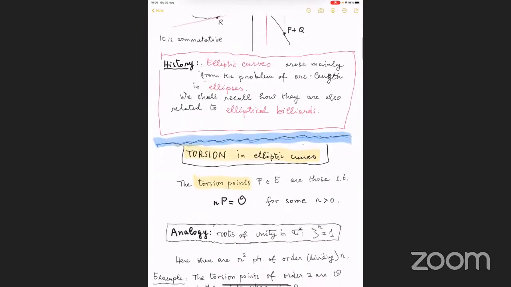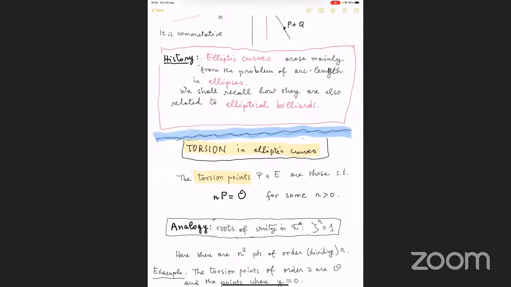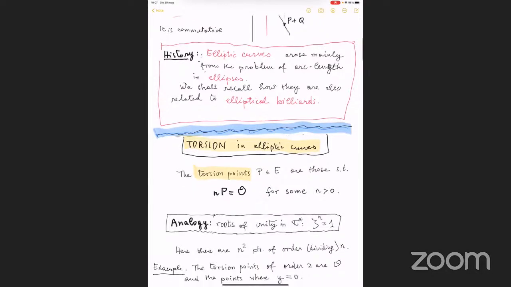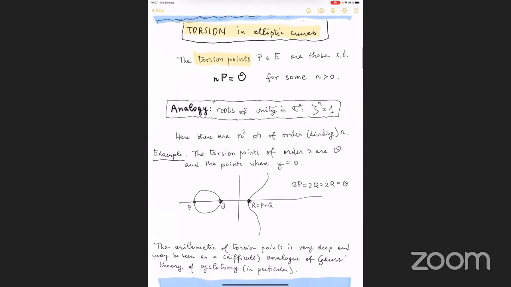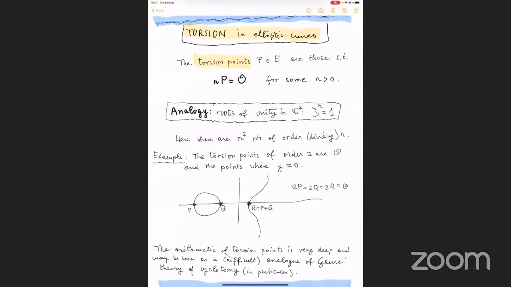The history: these elliptic curves are not ellipses, but they arose from the problem of calculating the arc length in ellipses. And there is a relation also to elliptical billiards that I will recall later. So for us, the most important will be the torsion points in the curve. They are torsion with respect to the group.